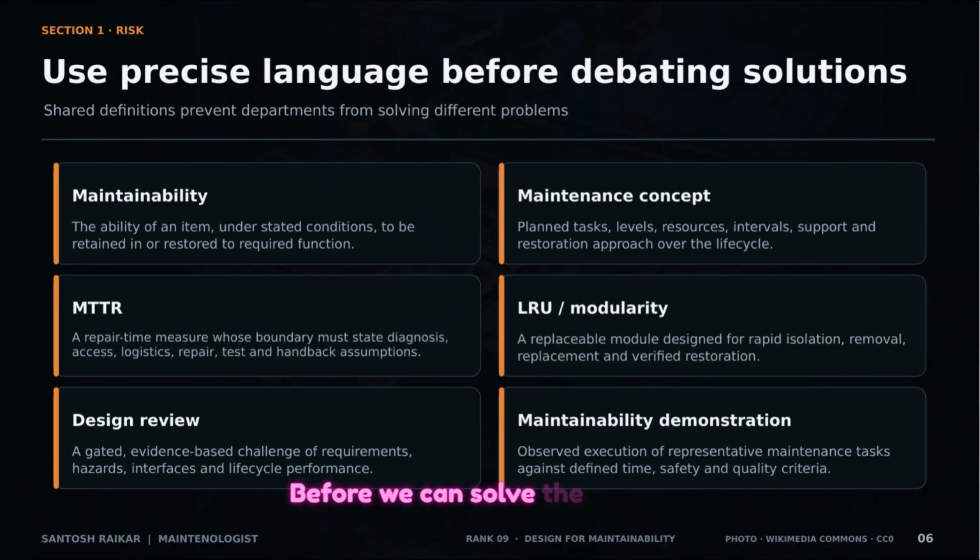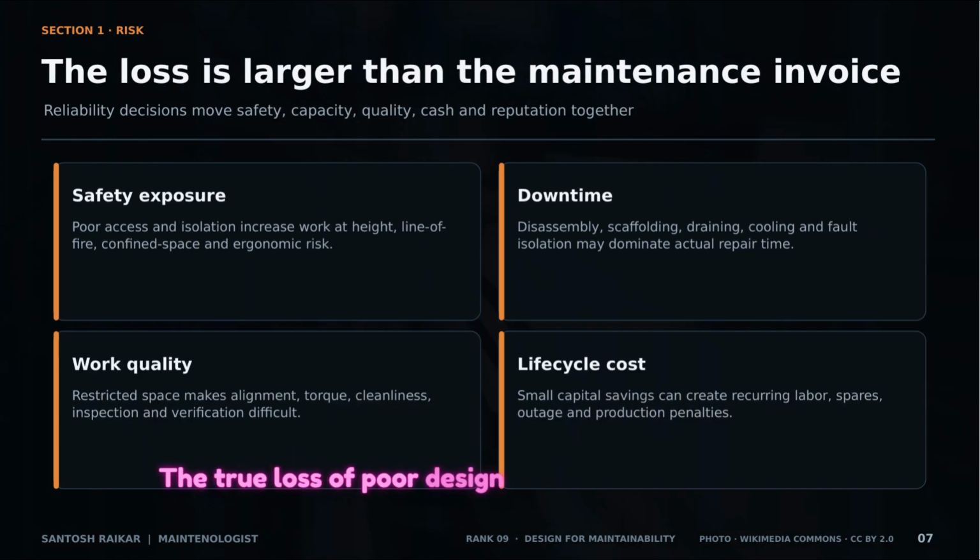Before we can solve the problem, we need a shared language. When we talk about maintainability, we mean the ability to restore function under stated conditions. We need to define our maintenance concept early, deciding on things like line replaceable units, LRUs, for rapid replacement, and commit to maintainability demonstrations where we actually observe tasks against time and safety criteria, rather than just checking off a drawing. The true loss of poor design is always larger than the maintenance invoice.